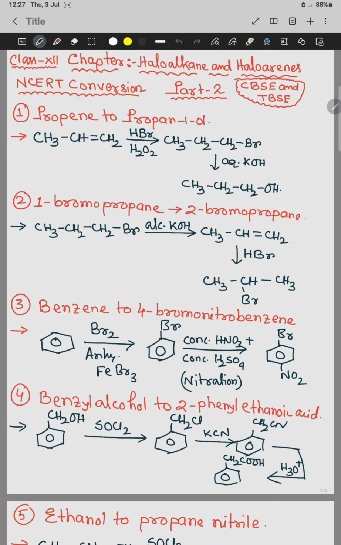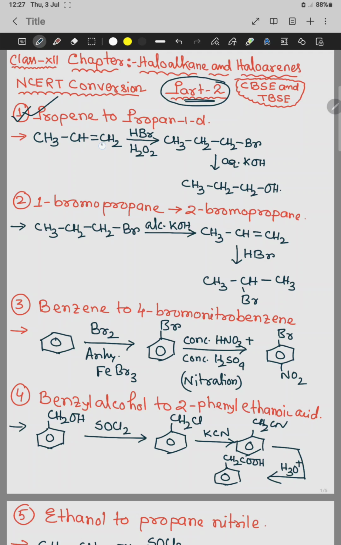Haloalkanes and Haloarenes, second part. We are just doing the NCERT conversions. This is actually part 2 of the class. In the first part we also did some conversions from NCERT. So here you see the first conversion is from propene to propan-1-ol.